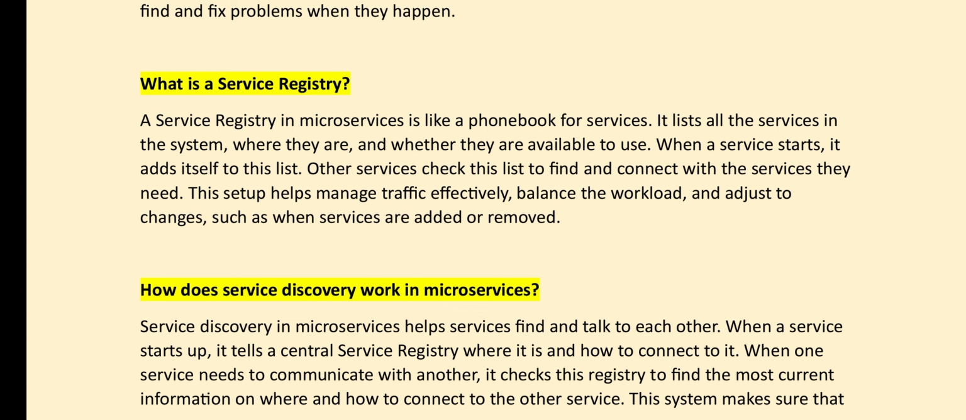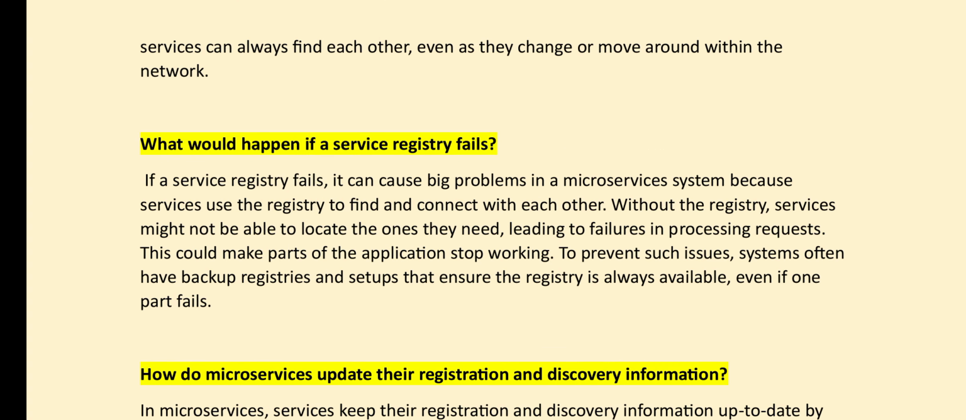How does service discovery work in microservices? Service discovery in microservices helps services find and talk to each other. When a service starts up, it tells a central service registry where it is and how to connect to it. When one service needs to communicate with another, it checks this registry to find the most current information on where and how to connect to the other service. This system makes sure that services can always find each other even as they change or move around within the network.